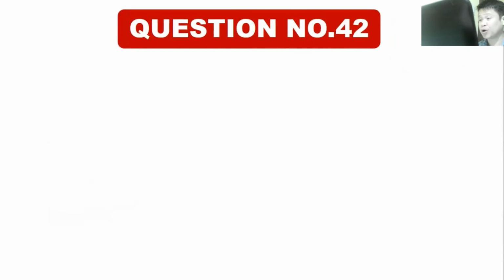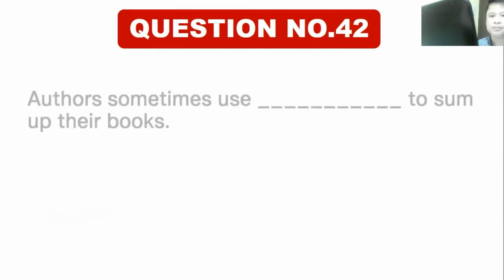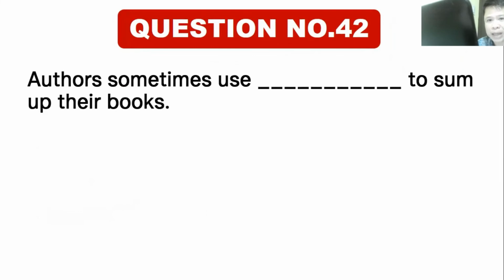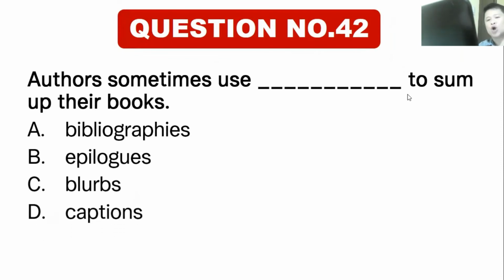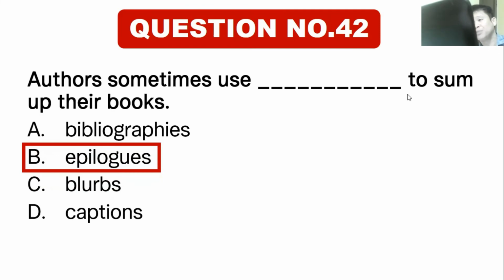Now let's go to number 42. Authors sometimes use blank to sum up their books. A, bibliographies. B, epilogues. C, blurbs. D, captions. Again, authors sometimes use blank to sum up their books. A, bibliographies. B, epilogues. C, blurbs. D, captions. The correct answer is epilogues. Authors sometimes use epilogues to sum up their books.